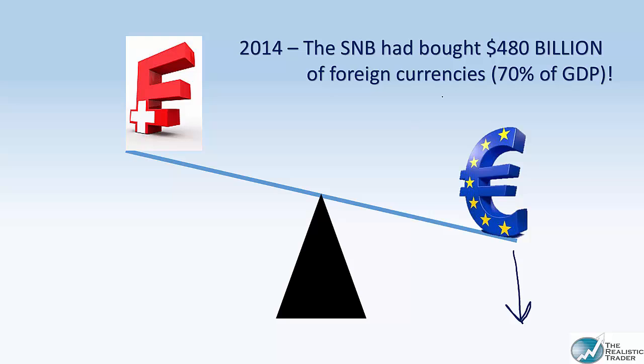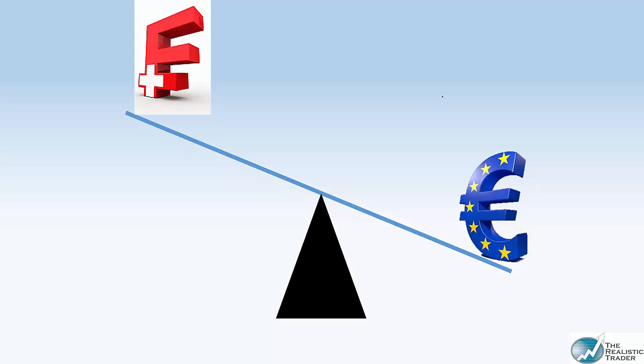So the SNB put the towel in, and they got rid of that peg, which meant that the Swiss franc rose 30% almost instantly against the euro, and the Swiss stock market dropped at least 10%. It was quite spectacular. In 10 years of trading, I've never seen a move like this happen within a day. So expect the Swiss franc to continue appreciating against the euro, especially if the ECB launches a round of QE.